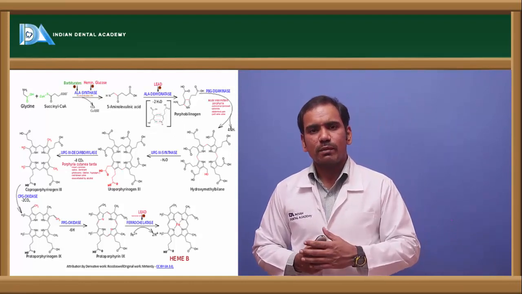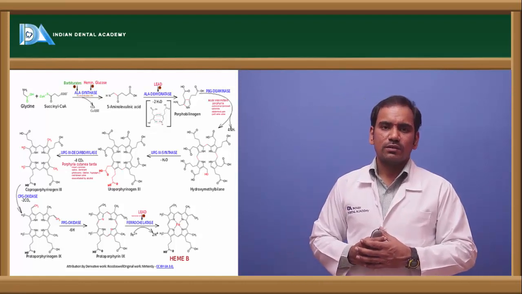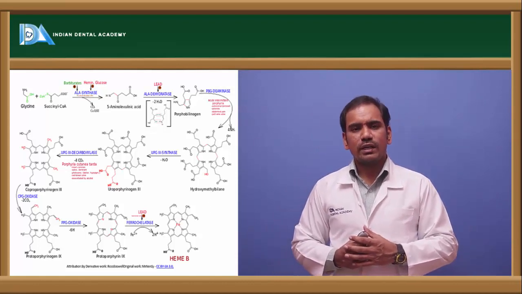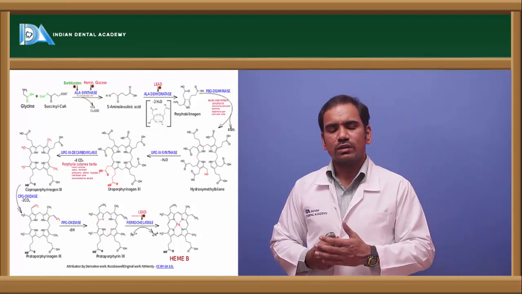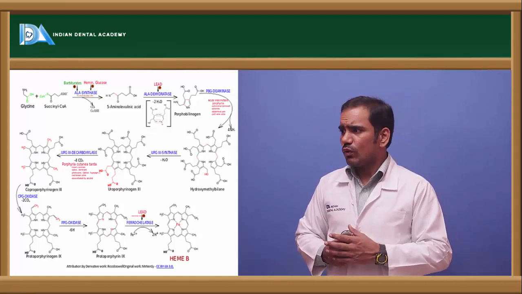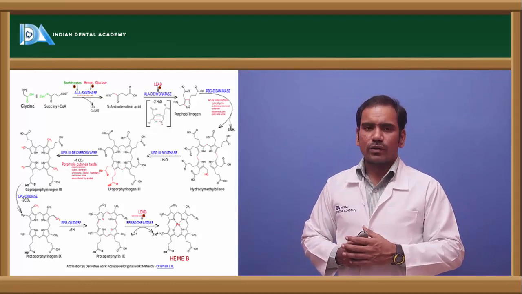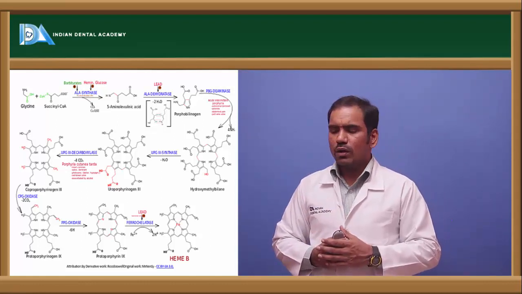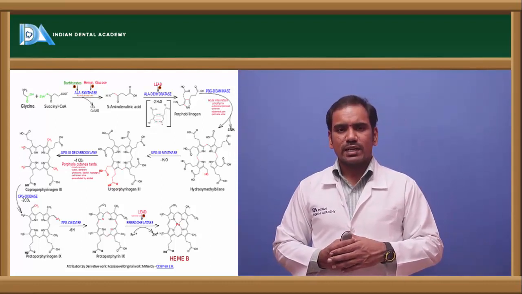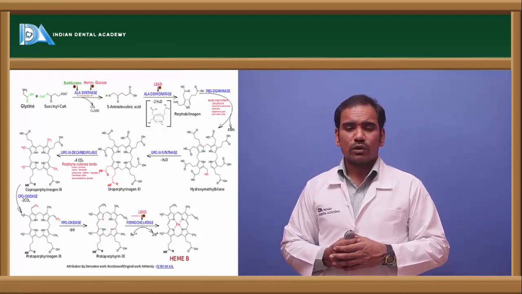That hydroxymethylbilane, by the action of the enzyme uroporphyrinogen 3 cosynthase, is converted into uroporphyrinogen 3. That uroporphyrinogen 3, by the action of uroporphyrinogen 3 decarboxylase, is converted into coproporphyrinogen 3. What happens to that coproporphyrinogen 3? By the action of the enzyme coproporphyrinogen oxidase, it is converted into protoporphyrinogen 9.